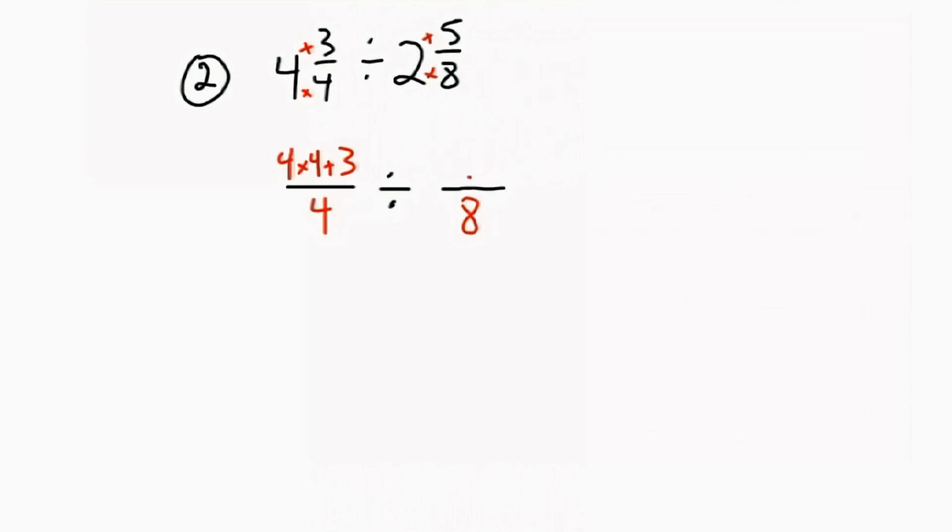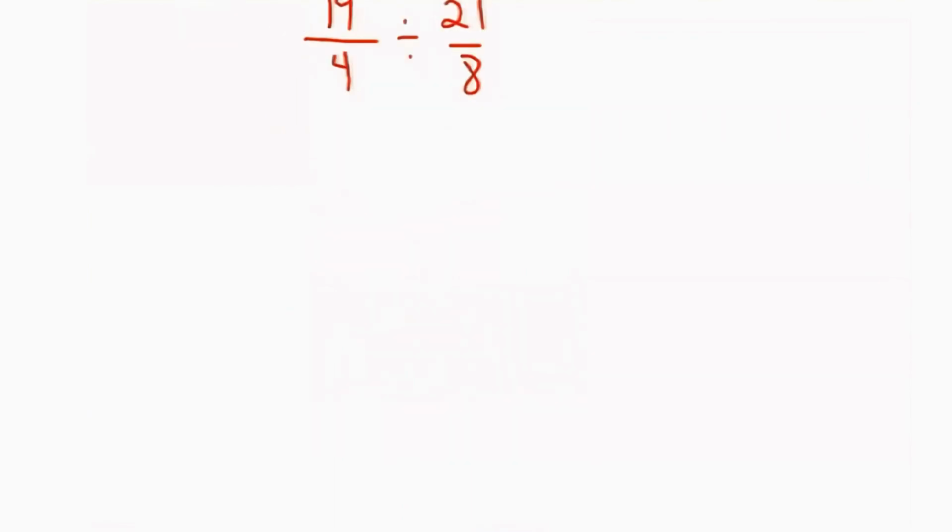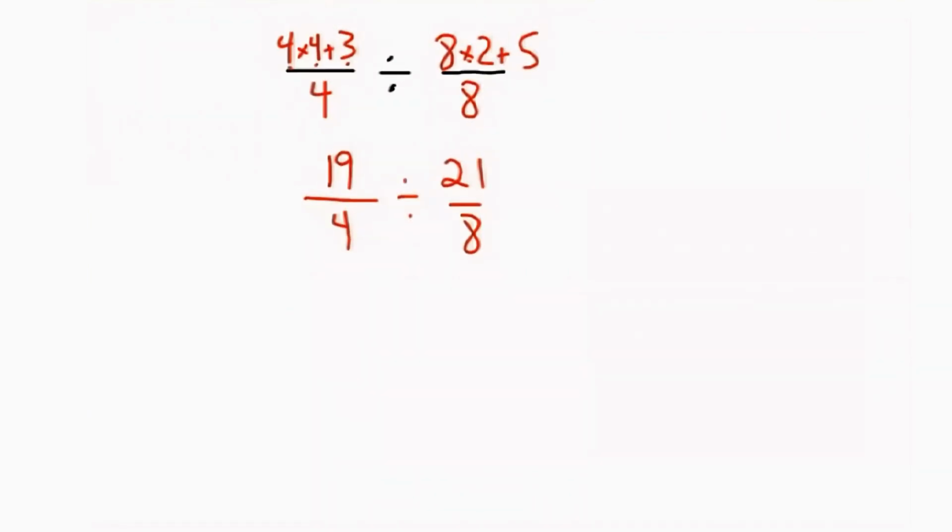So now 4 times 4 is 16, and 3 is 19 fourths, divided by 8 times 2 is 16 plus 5 is 21 eighths. Now when we're dividing two fractions, remember, we invert and multiply. So here we have 19 fourths. We change the sign to multiplication from division, and we invert this denominator.